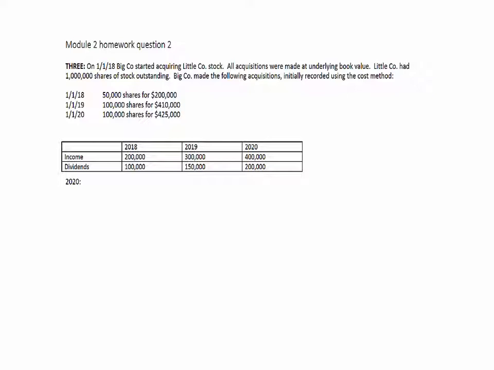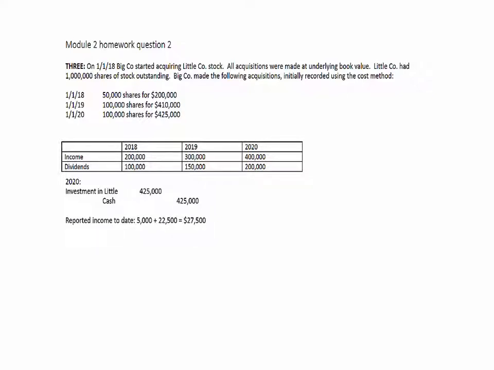Okay, in 2020 we make our third and final purchase, 100,000 shares for $425,000. So we record that purchase in the usual fashion, and now our ownership is up to 25%, and we have to record the change to the equity method. Now, as we know, a change in accounting principle is handled retrospectively or retroactively, where we want to make our balance sheet appear as though we've always used the new method.